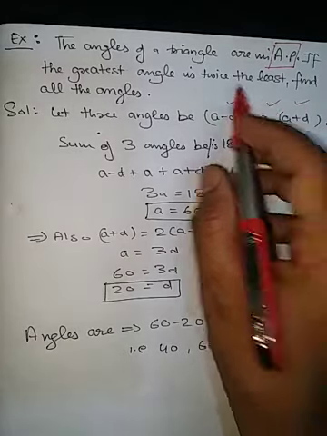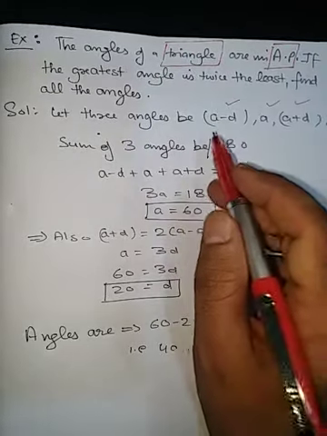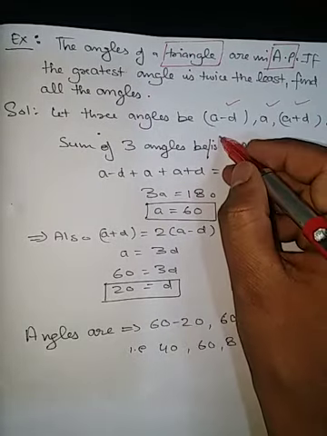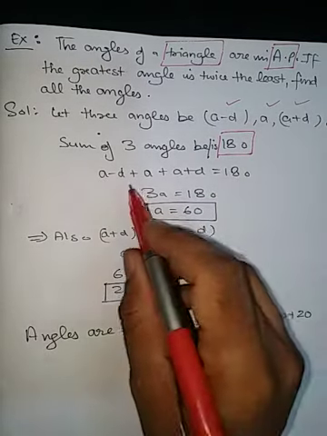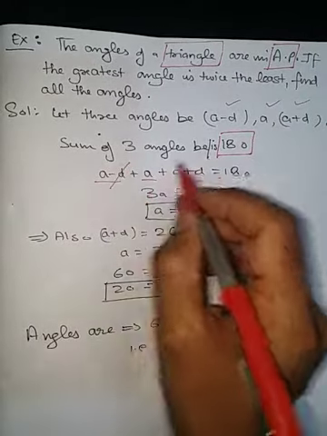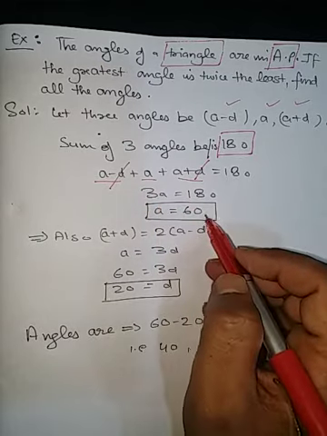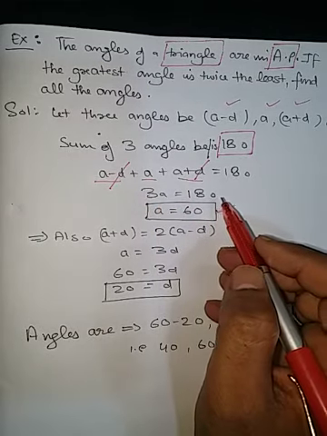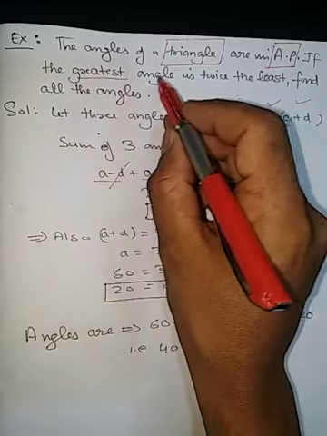One more thing we know, in the case of a triangle, the sum of three angles is 180 degrees. So add these three angles to get 180 degrees. Again, same benefit: D gets cancelled out. We are left with 3A equals 180, so A equals 60.